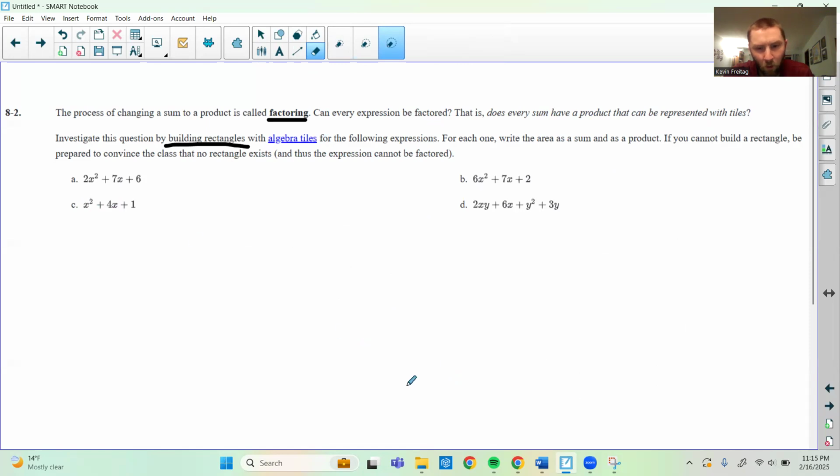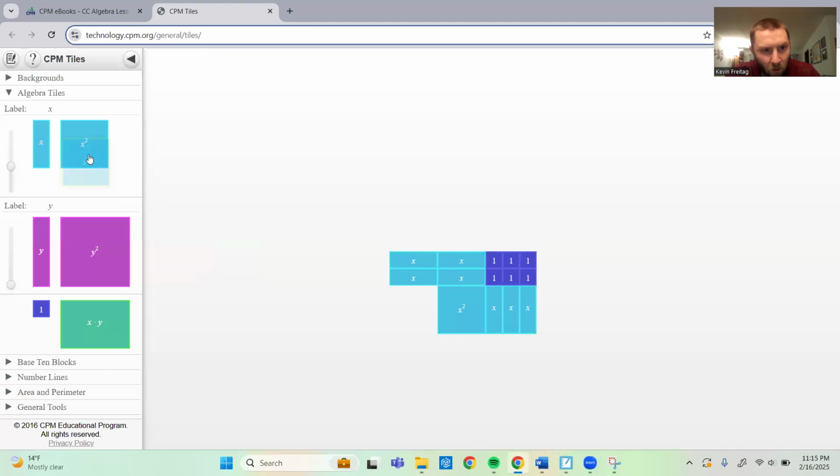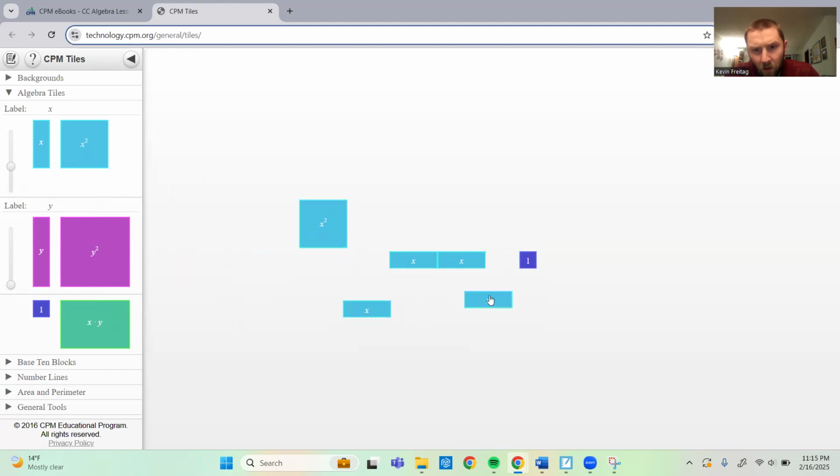So let's see, an x squared, 4 x's, and then 1 individual. Okay, so I can get rid of one of those x squareds. I can get rid of 3 of these x's. Get rid of those, get rid of those, get rid of those. Take some of these 1s and just put them back because I don't need them. I only need 1 unit tile because it ends with a +1 in that expression. So now I have this pile of tiles right here, and I'm going to try to make a perfect rectangle out of them. So I can put a couple of x's up there.